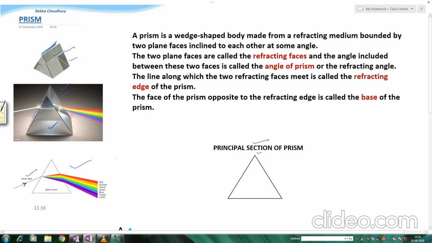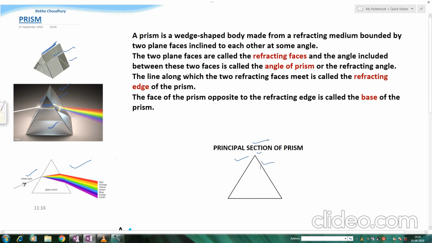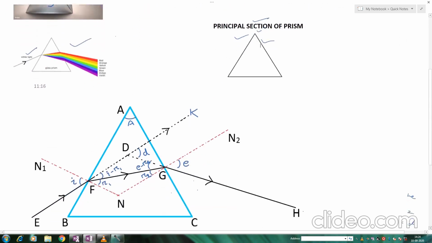So for ray diagram purposes, we will use this outline of the prism, or principal section of the prism. Now let us know more about the refraction through a prism.